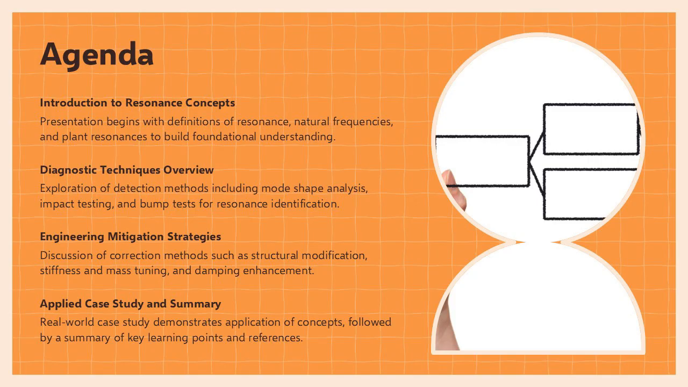Key topics include an introduction to resonance and natural frequencies, exploration of plant resonances and critical speeds, detailed discussion on mass-stiffness relationships, analysis of mode shapes, and a review of resonance detection methods. It continues with field testing approaches, such as impact testing and bump tests, followed by engineering correction strategies like structural modifications, stiffness adjustments, mass tuning, and damping enhancement.